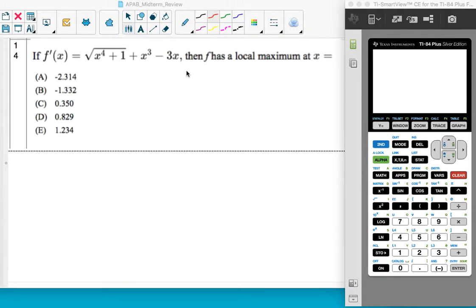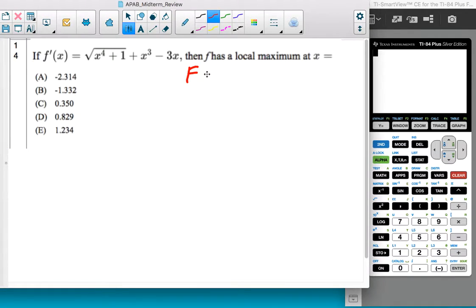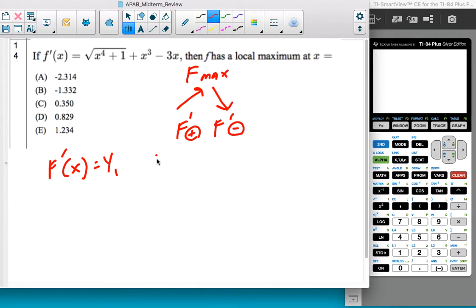You want where f has a maximum. So f has a maximum if f looks like this. That's going to mean that f prime is going from positive to negative. That's what's happening, f prime positive to negative. So I'm going to graph this in my y1. I'm going to put in f prime of x as my y1, and then I'm looking with my eyes for where f prime goes from positive to negative. That's what I'm looking for. I'm looking for those moments.